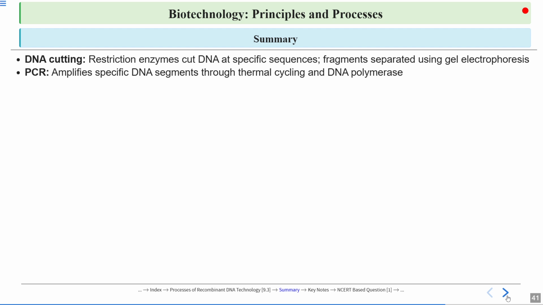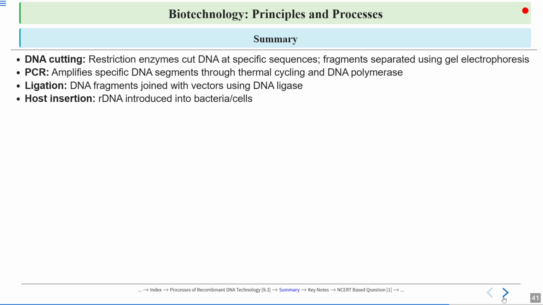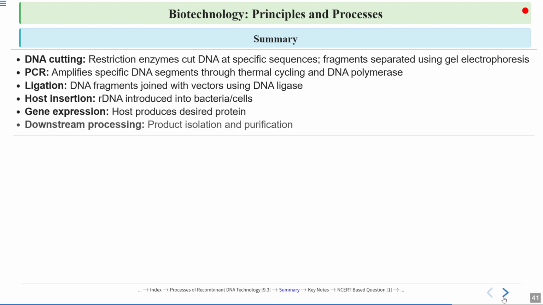Then we did PCR, that is, we amplified the specific DNA segments through thermal cycling and DNA polymerase. Then we ligated our foreign DNA and vector using DNA ligase. Then we inserted our recombinant DNA into bacteria or a cell, which we call the host. Then the host produces the desired protein by expressing our gene.